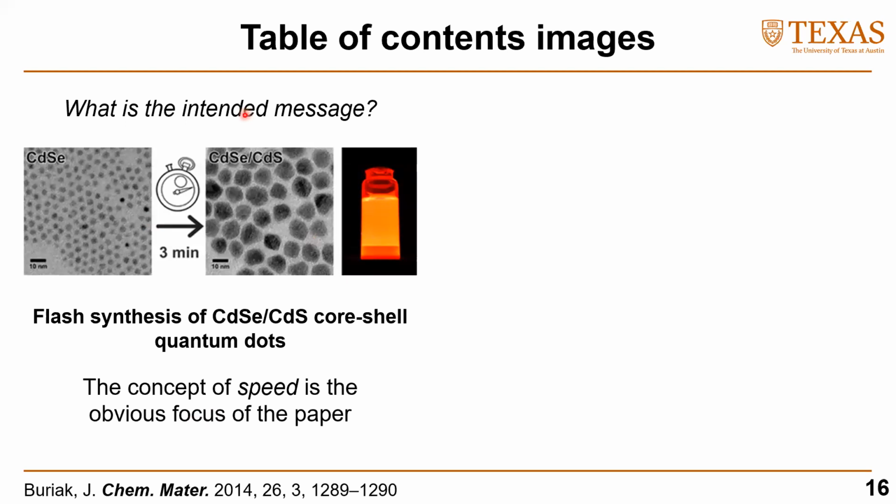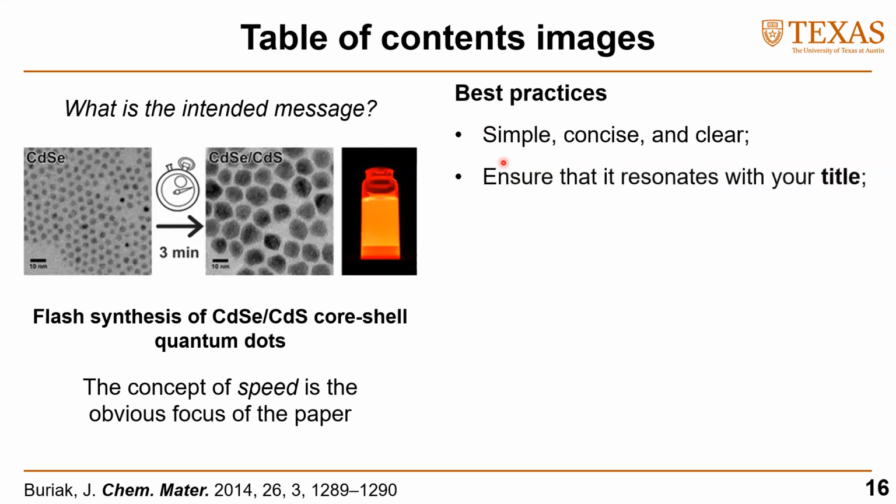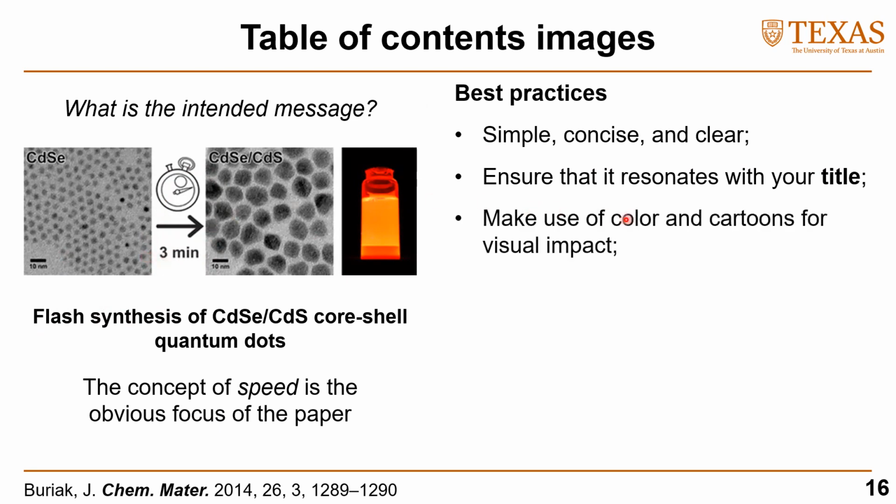Make sure your TOC does something like this. So some best practices when making table of contents images: make sure that it's simple, concise, and clear, straightforward, straight to the point. Ensure that it resonates with your title. So notice here, flash synthesis resonates with the stopwatch and the 3 minute label, okay? So it needs to complement the title, okay? Use color cartoons.